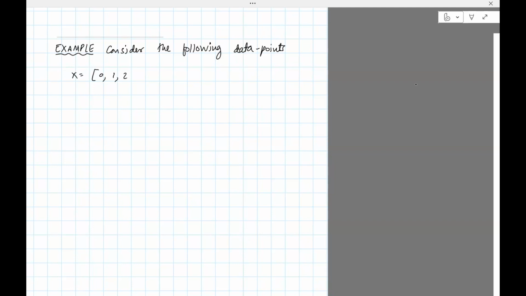Okay, so let's do a problem example. Consider the following data points: x is 0, 1, 2, 3, and the corresponding y terms are 2, 0, 4, and 20. Okay, so 4 points.